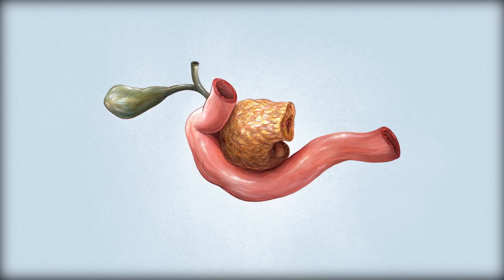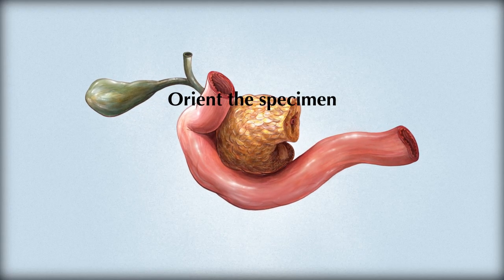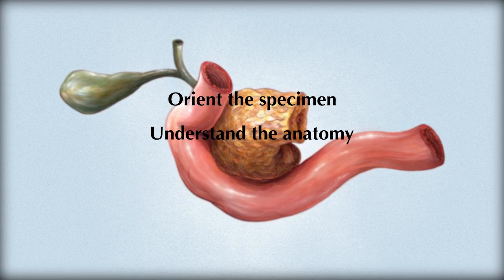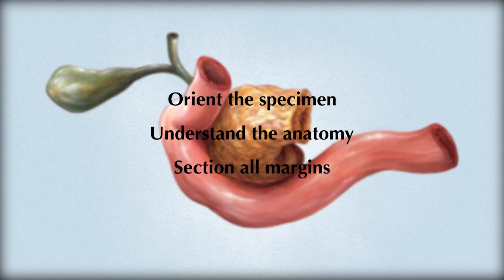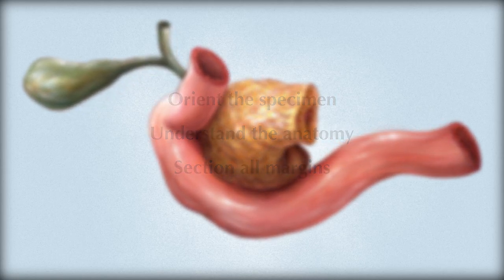A dissection of the Whipple specimen will be successful if the pathologist is able to orient the specimen correctly, possesses a firm understanding of the anatomy, and is assiduous in sectioning the margins. This will ensure the effectiveness of the surgery and the patient's prognosis.